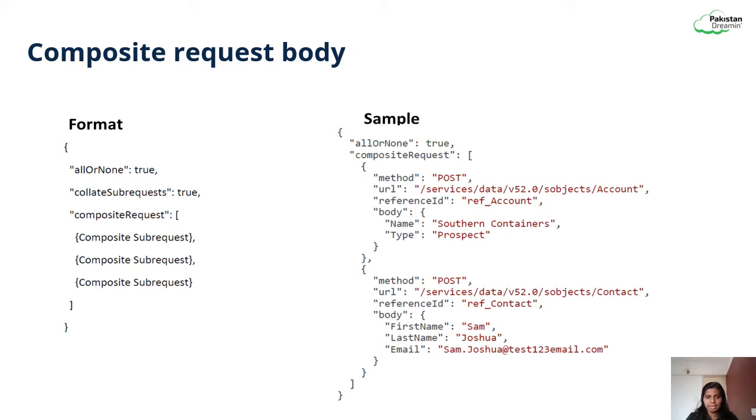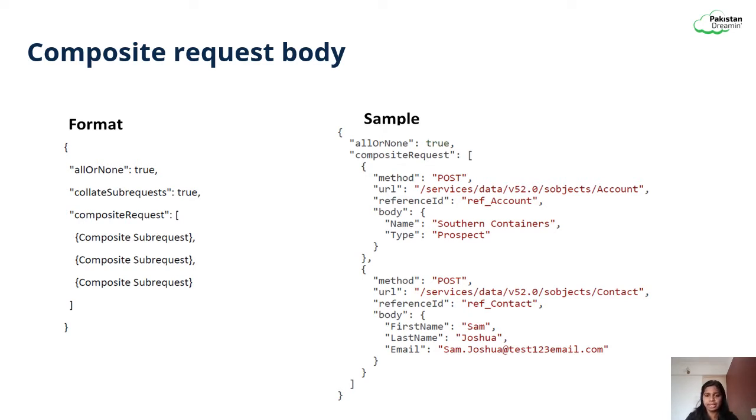On the right hand side is the sample. First is the all or none parameter given as true, followed by the composite request, which is having two different sub requests. First one is to create an account record, and second one is to create a contact record. Now that is the advantage of composite, that even though we are inserting two different records of two different objects, still it is considered as a single API call.